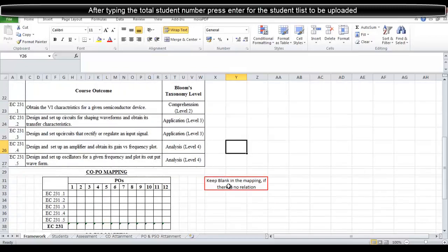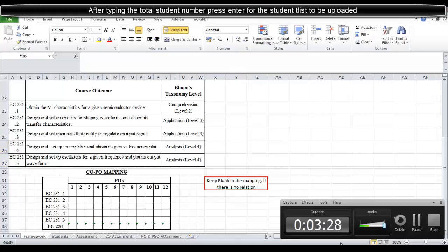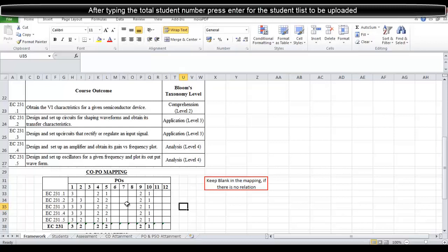Okay. Next we have the CO-PO mapping. Based on the 12 POs we have to map the 5 COs. So let me write the values. As you can see, I have entered the values and automatically I got the value calculated at the end of all the COs combined. For each and every PO, this is the attainment that we are trying to achieve.